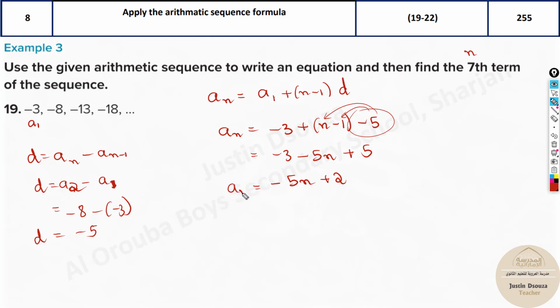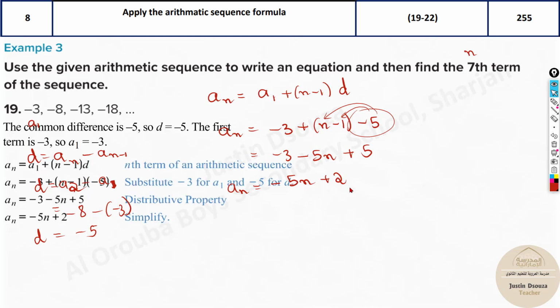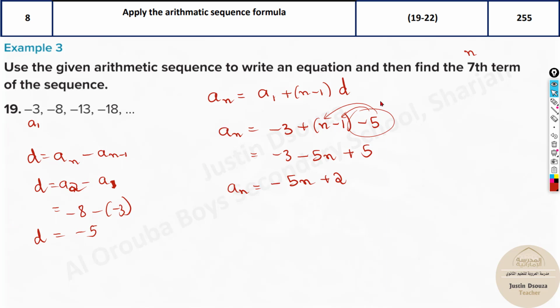This is the nth term equation. So if they ask you just to write an equation, this will be the answer: minus 5n plus 2. But now in the exam, if they ask you to directly find the seventh term, if you have already done this, your seventh term is a7. So wherever n is there, just substitute 7: minus 5 times 7 plus 2. Negative 5 times 7 is negative 35, plus 2, which gives you negative 33. This is the answer. Otherwise, in this formula, directly you can substitute everything.